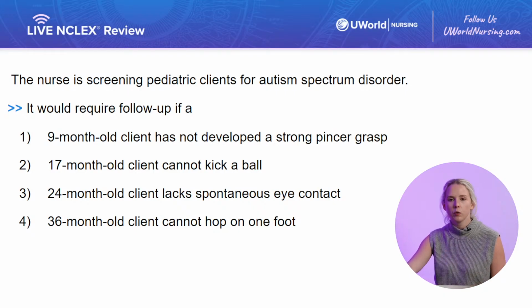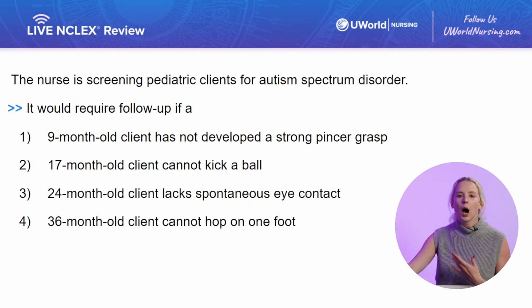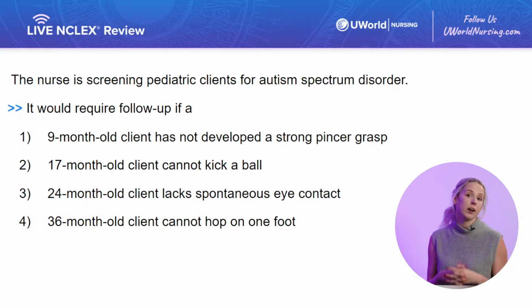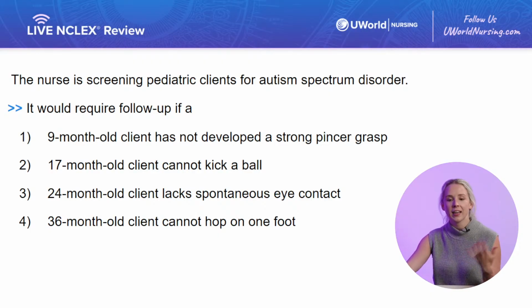And lastly, option 4, our last incorrect option, hopping on one foot. A 36-month-old client can't do it yet. Hopping on one foot does not typically develop until around 5 years of age. So 36 months is 3 years. If they're not doing this yet, we're not worried. We don't need to follow up yet. They still have quite a bit of time to figure this one out. So again, correct option was option number 3.